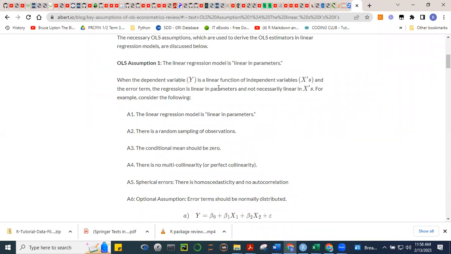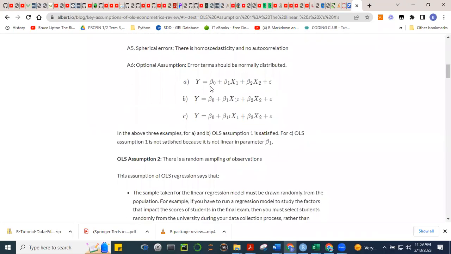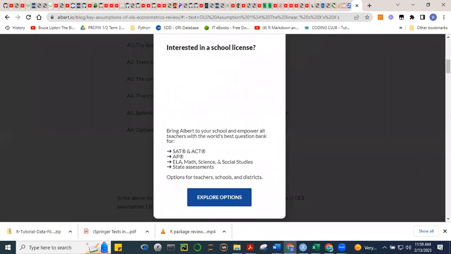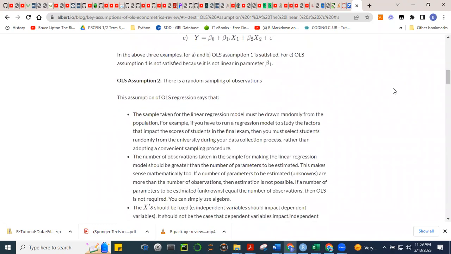When the dependent variable is a linear function of independent variables and the error term, the regression is linear in parameters and not necessarily linear in x. Okay, so anong ibig sabihin nito? Okay, see, linear in parameters. Linahat niya dito, no? Let me go down here.